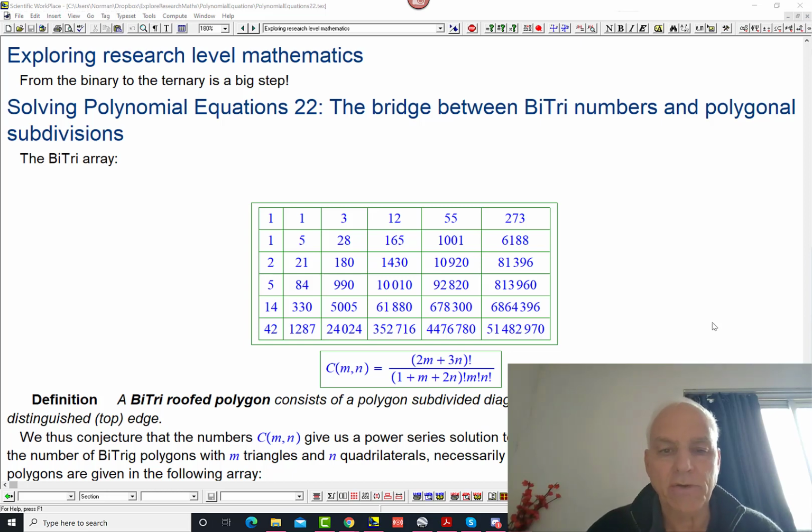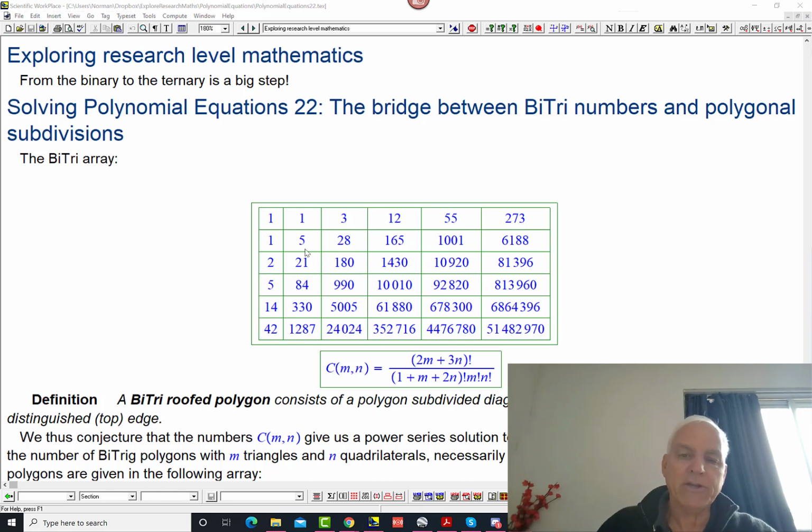We are actually going to be able to connect these BiTri numbers, this array that we've been looking at quite a lot, and polygonal subdivisions. And it's going to shed light on this fundamental question about why these two things should be related. Why should solutions to a cubic equation have anything to do with these BiTri numbers, and why should these BiTri numbers capture these polygonal subdivisions of a general polygon into triangles and quadrilaterals?